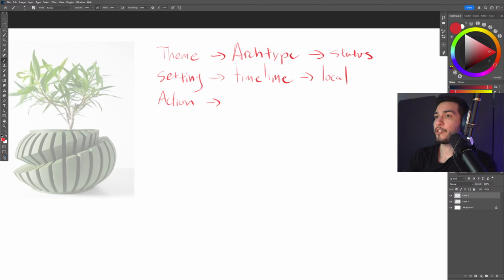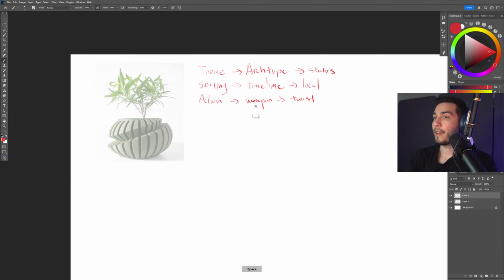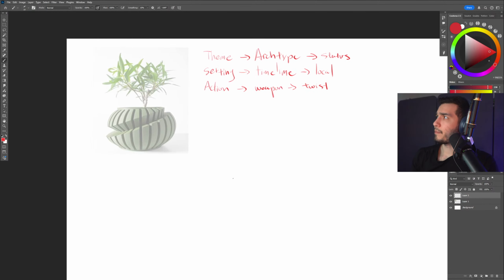And then action is usually like, okay, their theme is a cowboy, and their action is they use sand guns or whatever. So it's usually weapons, or a twist. It's basically just what makes them different. So we're studying this, we're thinking about this. That's the first 5 seconds of the thing when you're drawing a character.